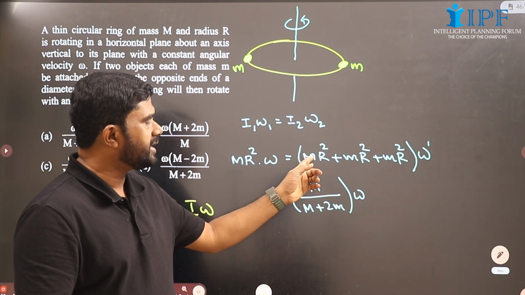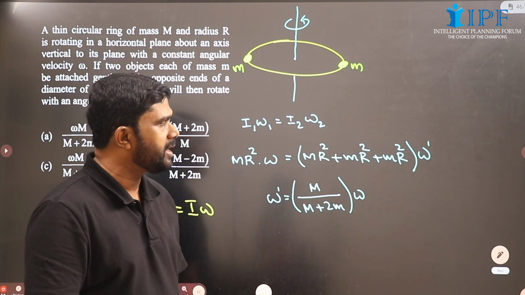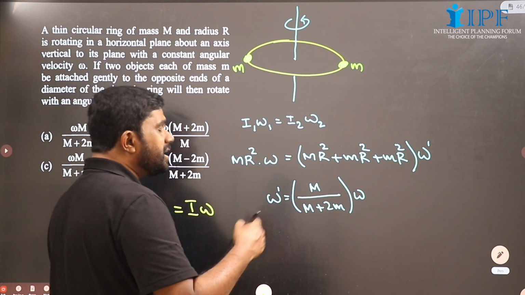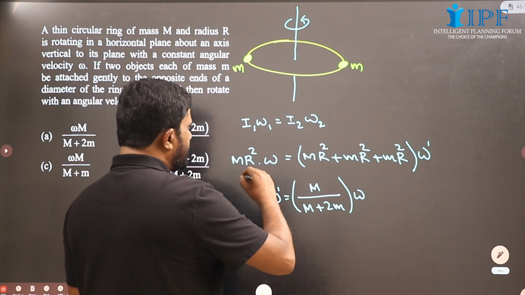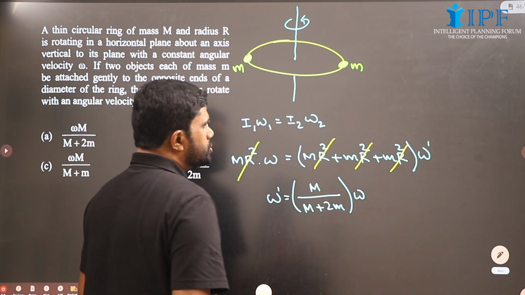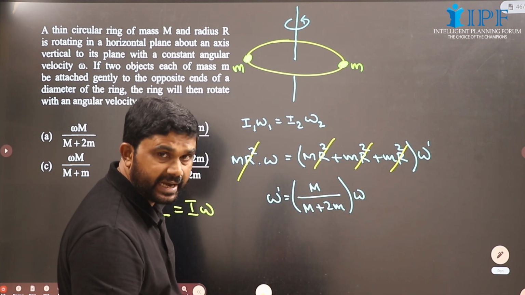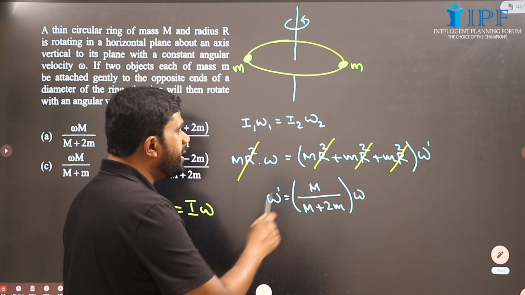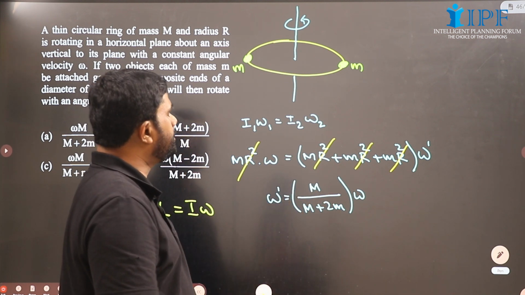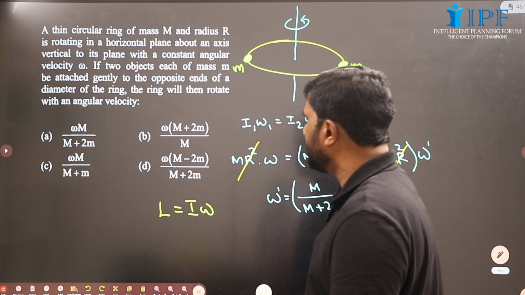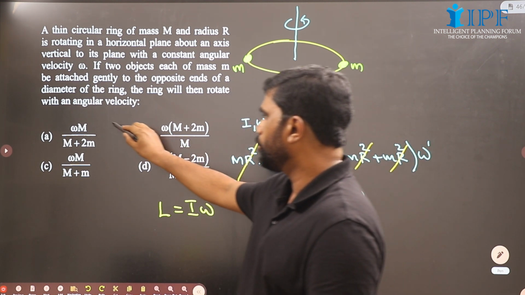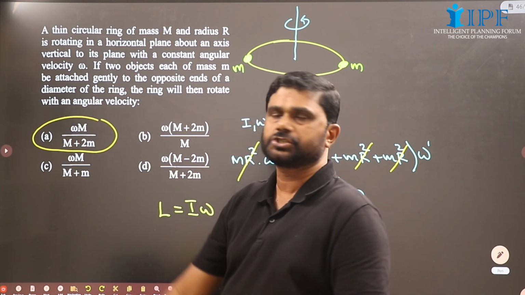So we will get capital M R square, small m capital R square, again small m capital R square. So R square is common throughout, so we can cancel R square. On the right side we will get capital M plus 2 small m, and omega dash, the final angular velocity, will be capital M divided by M plus 2m into omega. Okay, so this will be the right choice.